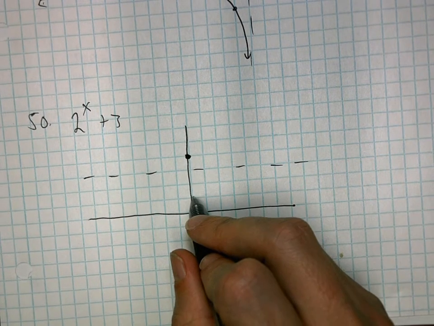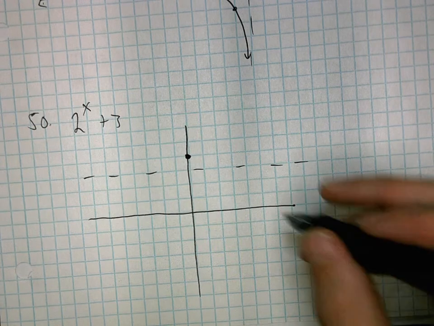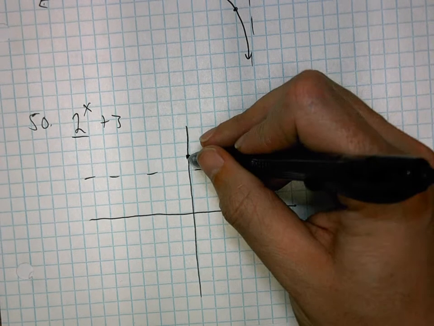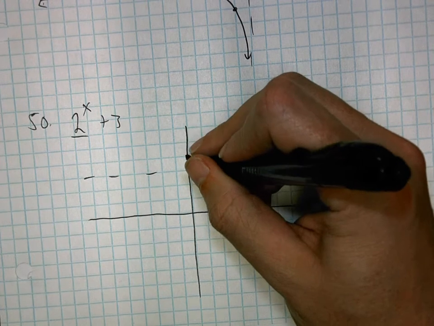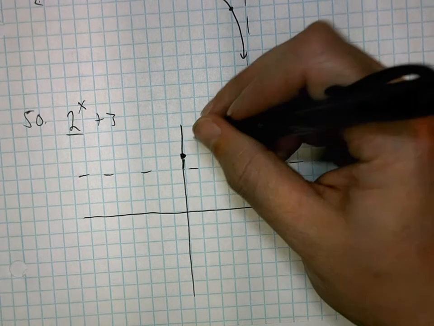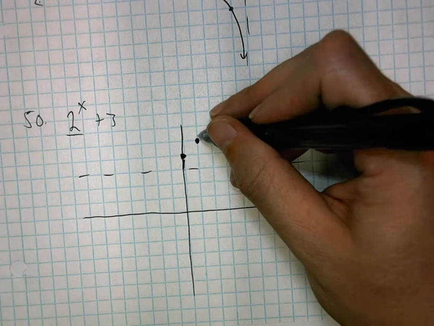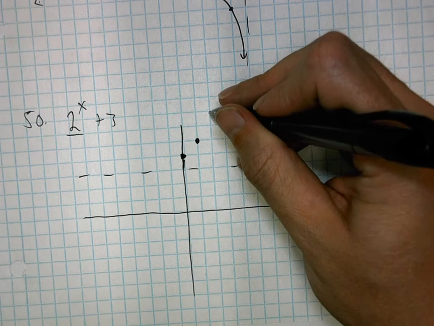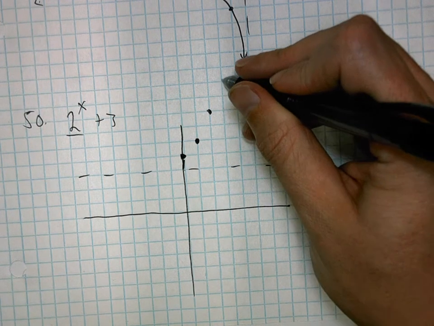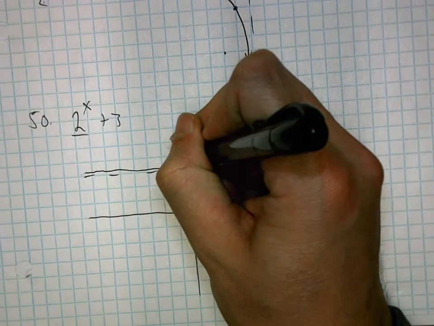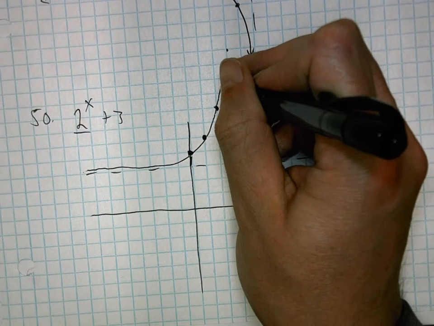So 2 means we're going to double the distance from the point to the asymptote. So this right here has a distance of 1. Double it. This has a distance of 2. Double it. This will have a distance of 4. Double it. This will have a distance of 8. And there's our exponential graph.